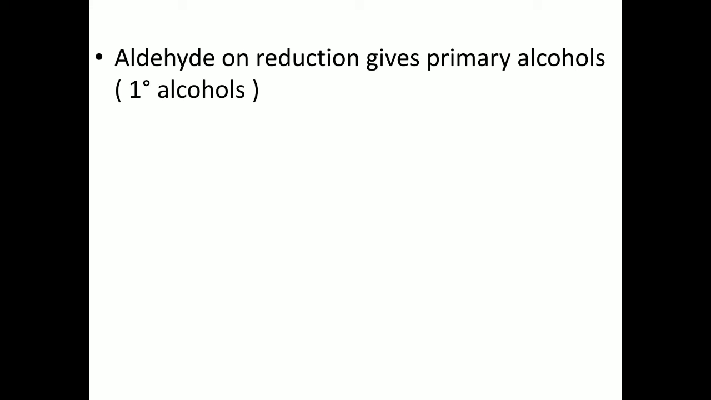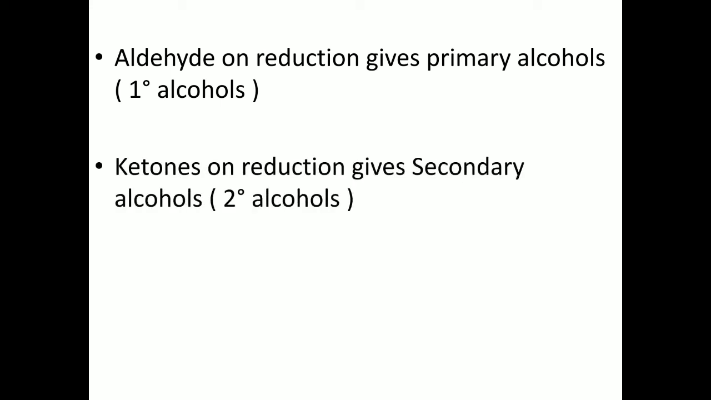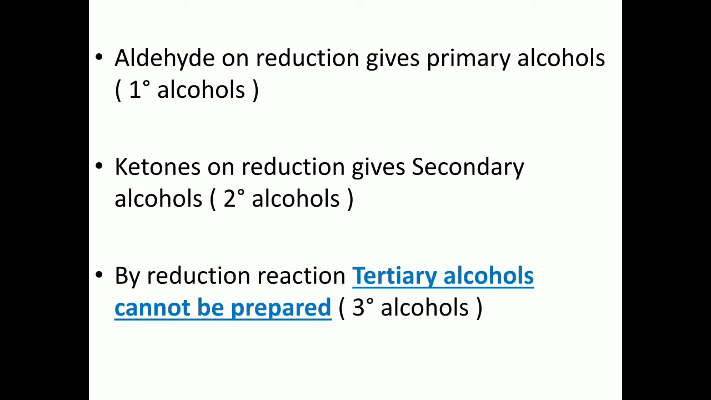Here, three important statements I am going to show you regarding reduction reaction of aldehydes or ketones. The first one is aldehydes on reduction give primary alcohols. Ketones on reduction give secondary alcohols. Then tertiary alcohols cannot be prepared by reduction reaction. Aldehyde means CHO group. So these are very important statements.